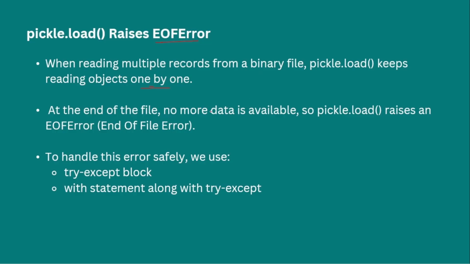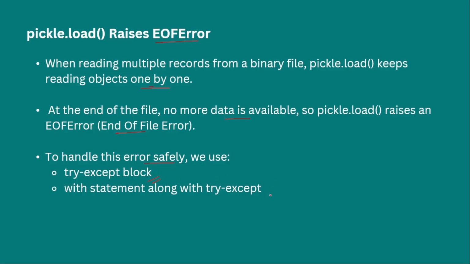At the end of the file, no more data is available, obviously. Now pickle.load raises EOFError. It does not know where to end. It will keep reading, but we have already reached the end of the file and no more data is available, so pickle.load raises EOFError. Now to handle this error safely, we use a try except block. We used a try except block because we wanted to handle this end of file error. Without using try except, it would throw us this end of file error.